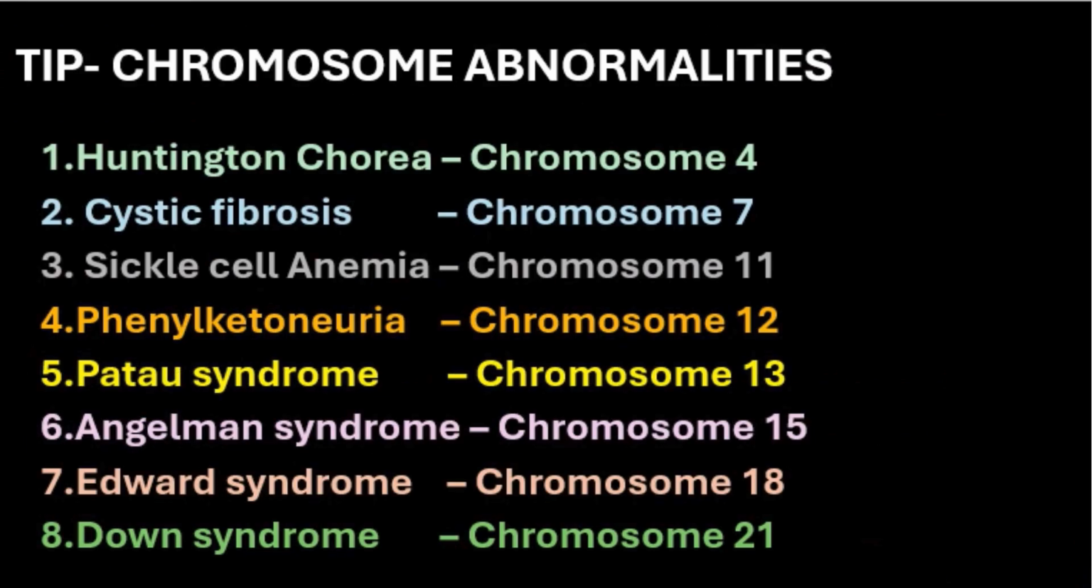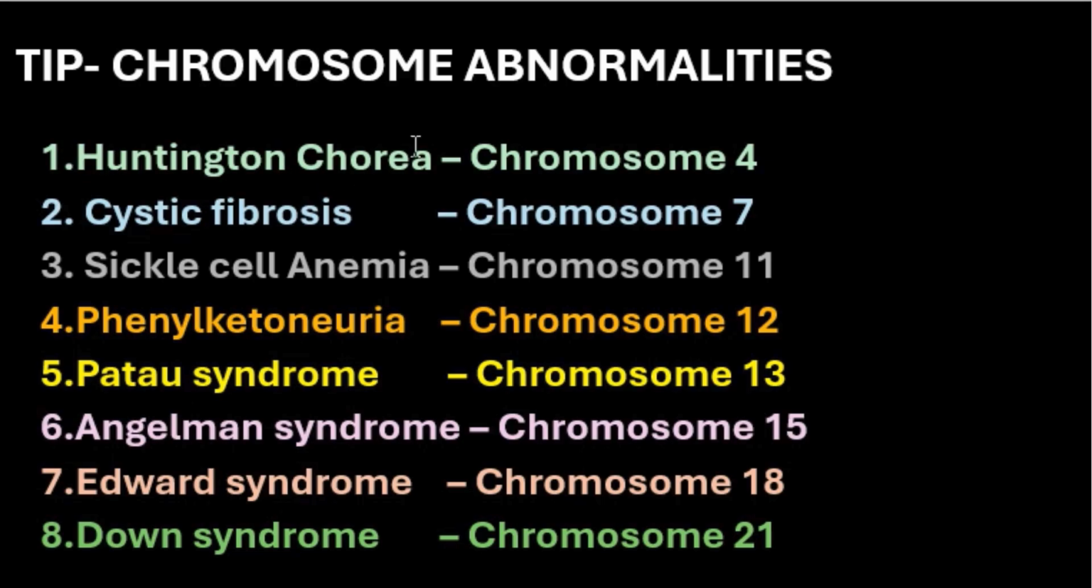Here let us see the tip with the different conditions and different corresponding chromosome numbers. These numbers are given in order for your better memory, and you have to remember in this order and connect it to this color code also. You have to remember the color code and order for better memorizing.